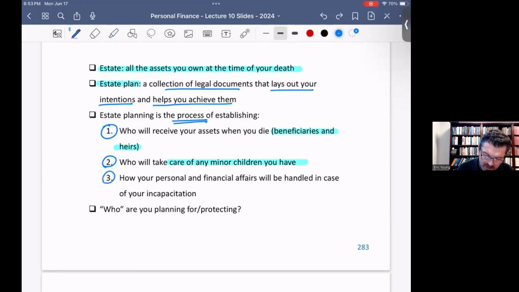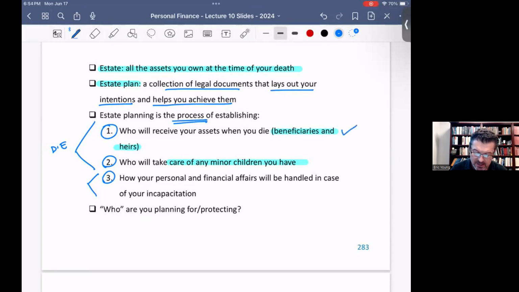And then number 3. Notice that numbers 1 and 2 tied into when you die, which is what an estate plan generally is. However, number 3 shows that estate plans can also kick into effect when you're alive but incapacitated, whether by terminal illness or mental or physical incapacitation or disability. If something happens when you're still alive, but you're unable to make decisions for yourself or for others, an estate plan addresses that.